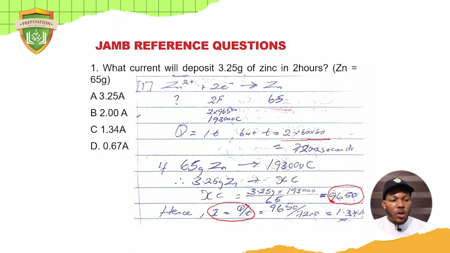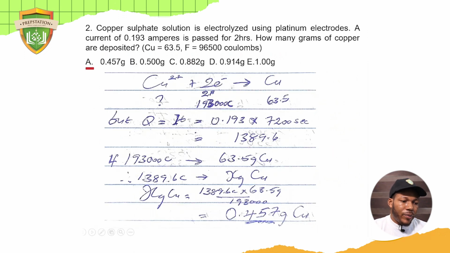1.34. If you check the options, the answer here is C. 1.34 amperes is what you need to discharge 3.25 grams of zinc. You can see the steps you need to follow before you can get to the final answer. It's not a direct question. This is how JAMB sets their questions. Now let's look at another example.